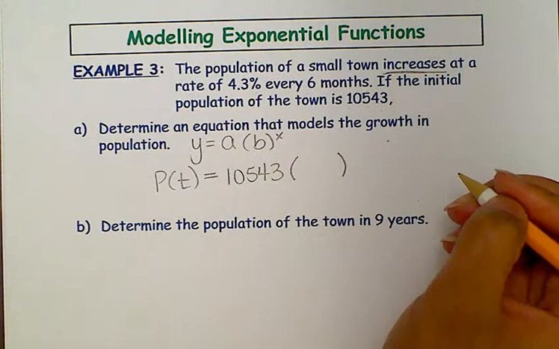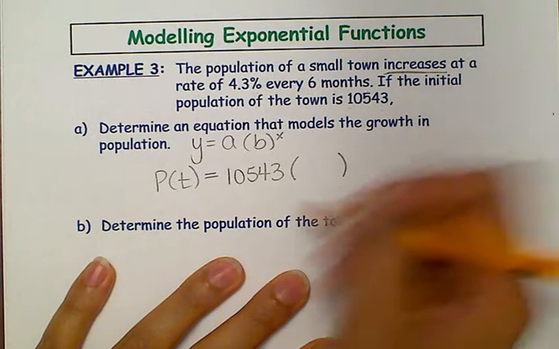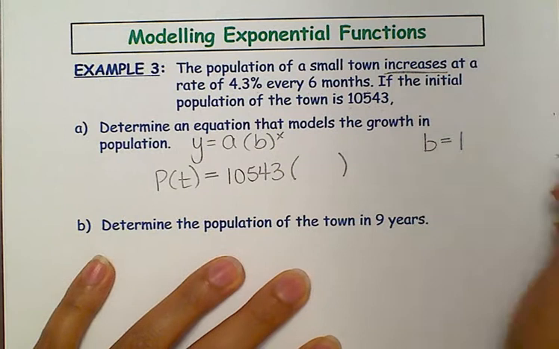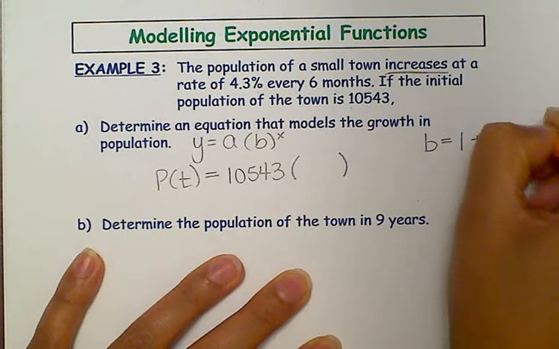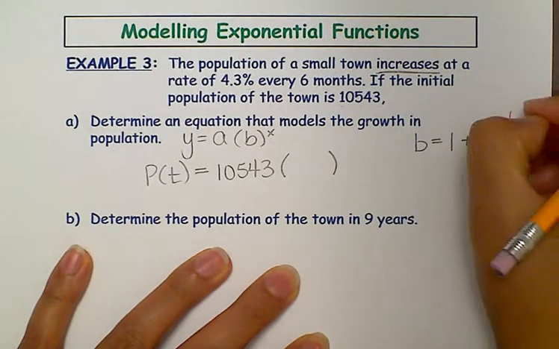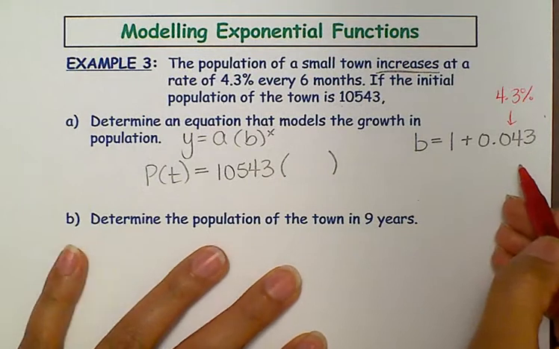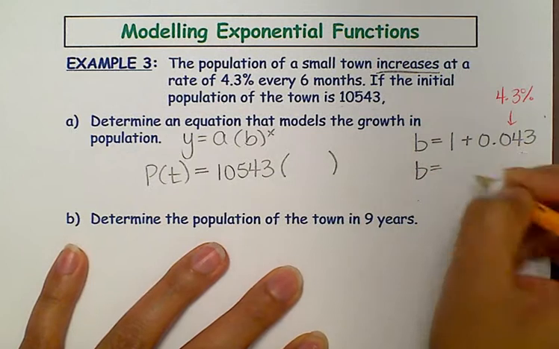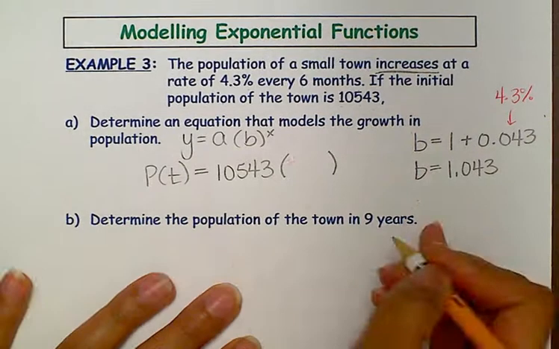Now I need to figure out what my growth ratio is going to be in this case, and my growth ratio is based on my growth rate. So the ratio that I need here for the value of b is going to equal 100% of the amount that it is before plus my growth rate. In this case, my growth rate as a decimal would be 0.043. All I did here is rewrite 4.3% as a decimal, and that tells me how much more I'm going to get every 6 months in terms of the population. So my growth rate is 4.3%, and my growth ratio is 1.043. There's the value that goes inside the brackets.